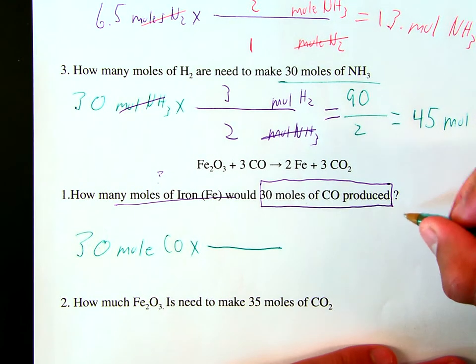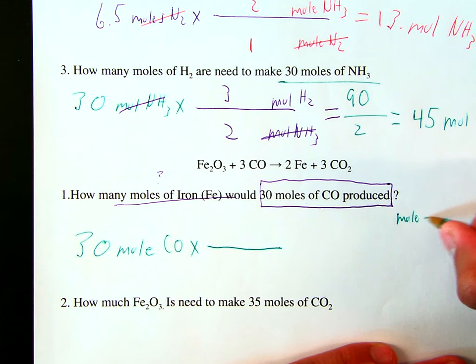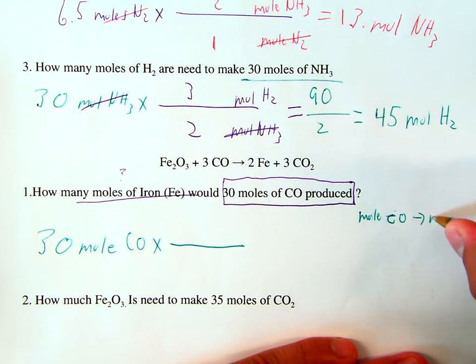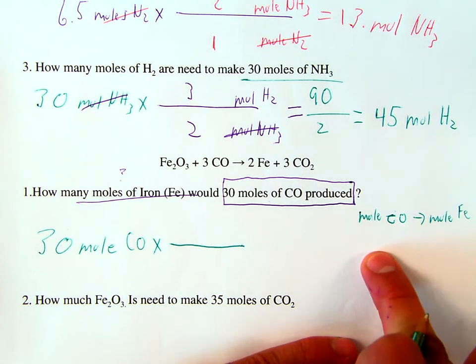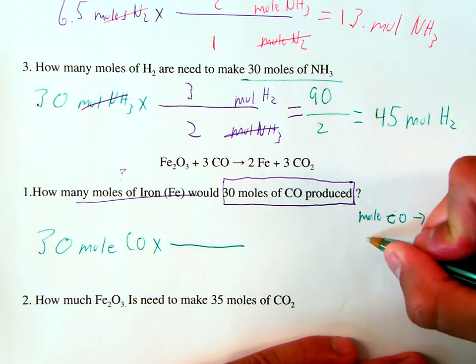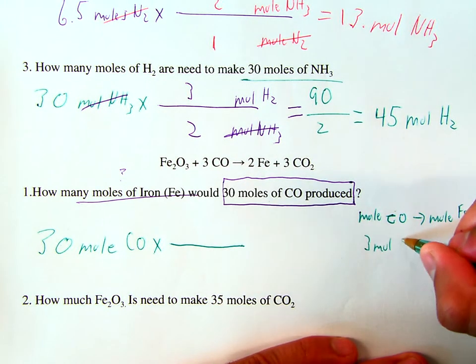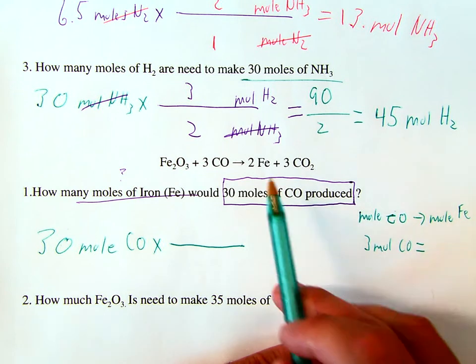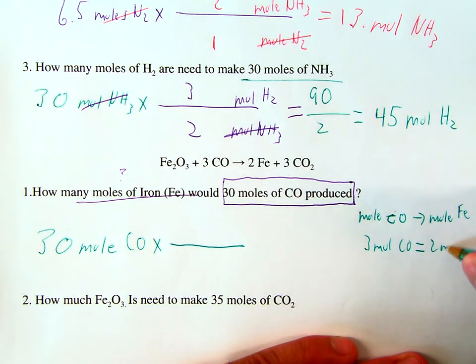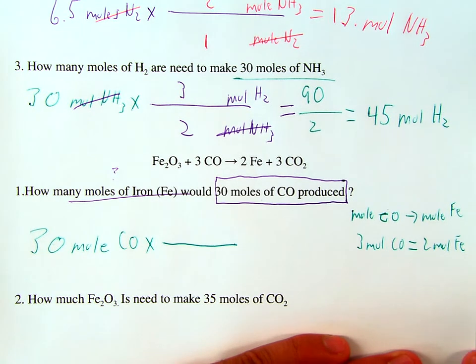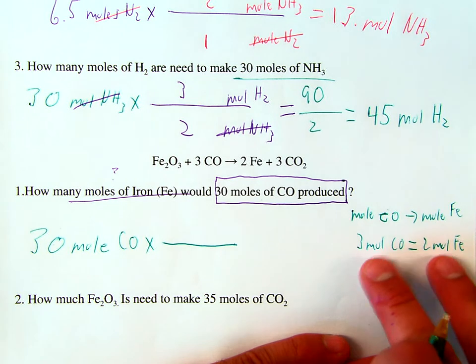Okay, so I know I want to go from moles of CO, and I want to convert that into moles of iron, right? So moles of iron. My equation tells me that for every 3 moles of CO, I create 2 moles of iron. Okay, so I just wrote this on the side, but you can just put it straight in to begin with if you want. But I'm just kind of showing you guys where I'm getting these numbers from.